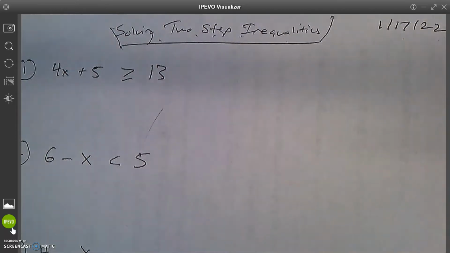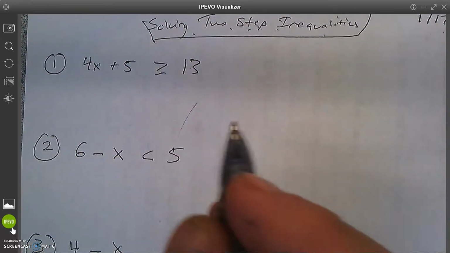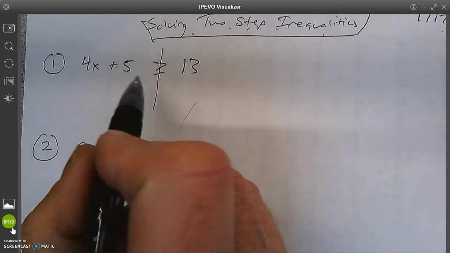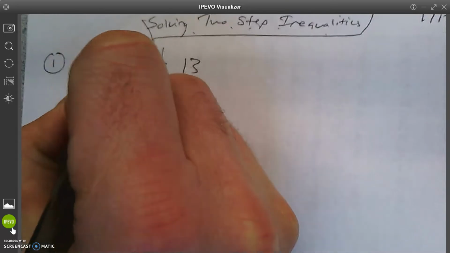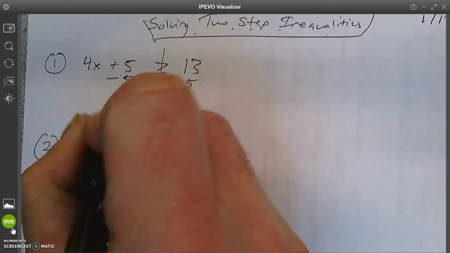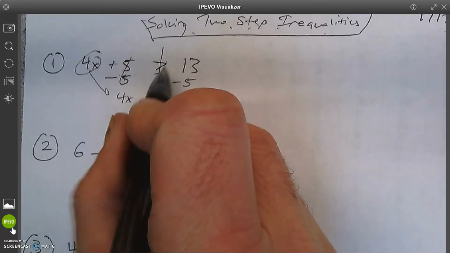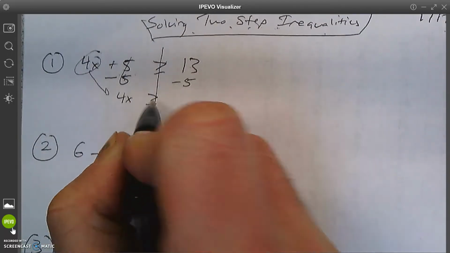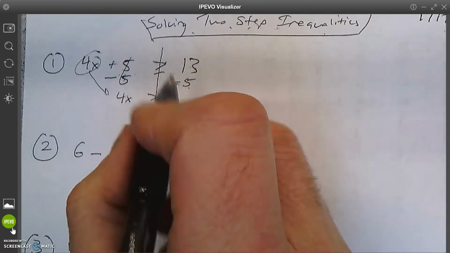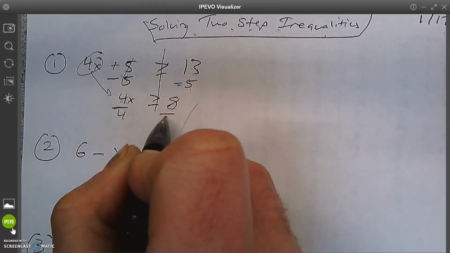There it is. Okay, so first one, 4x plus 5 is greater than or equal to 13. All right, opposite of adding 5 is subtracting 5. Like that. 4x, because this is 0, so I still have 4x right there, right? Don't change this. Don't put an equal sign. Just keep it like this. 13 minus 5 is 8.